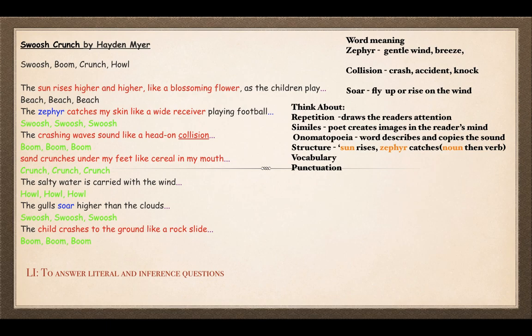Punctuation, you can see here, it's like most poems that we've looked at, all the sentences start with capital letters. But you'll notice there are some dots after words like collision, mouth, wind, clouds, and slide. Well, that is called ellipses. So the poet's leaving you to decide or think about what's happened. That's probably a simple way of explaining it. But that's the only real punctuation in this particular poem.